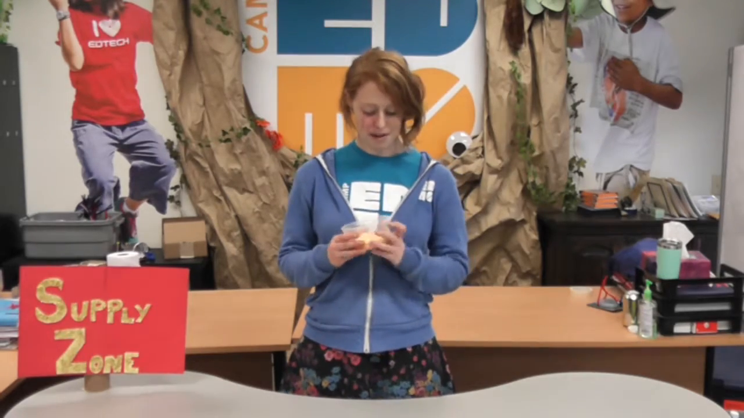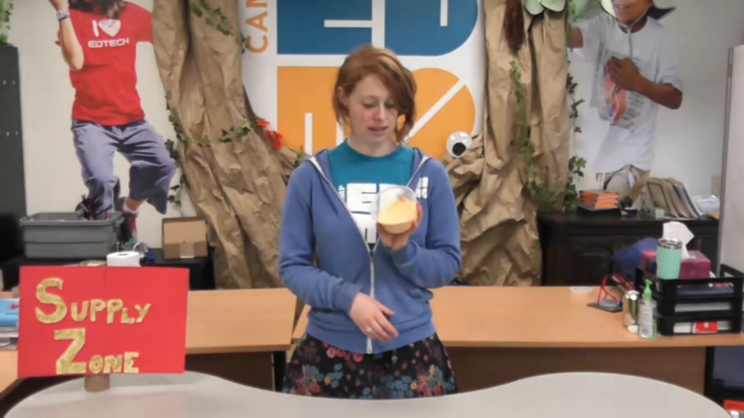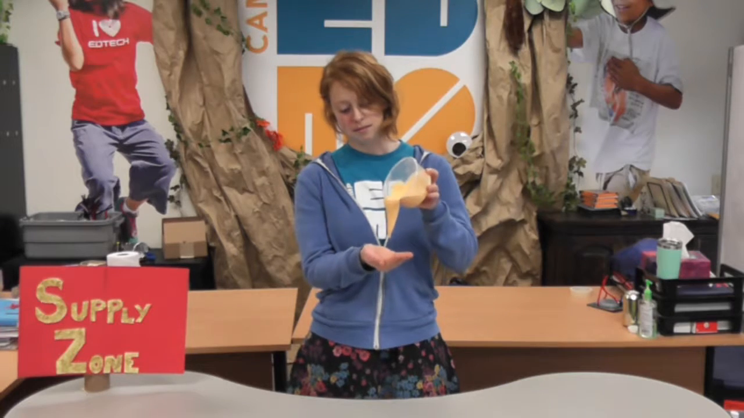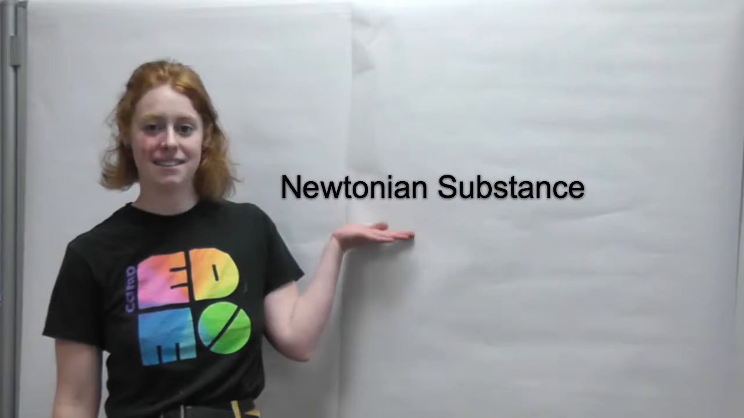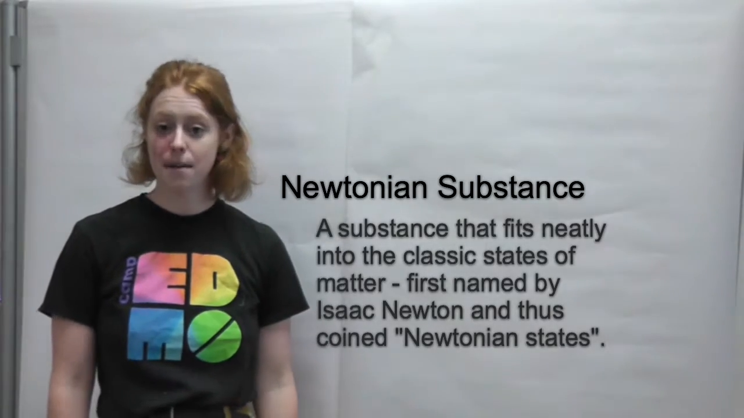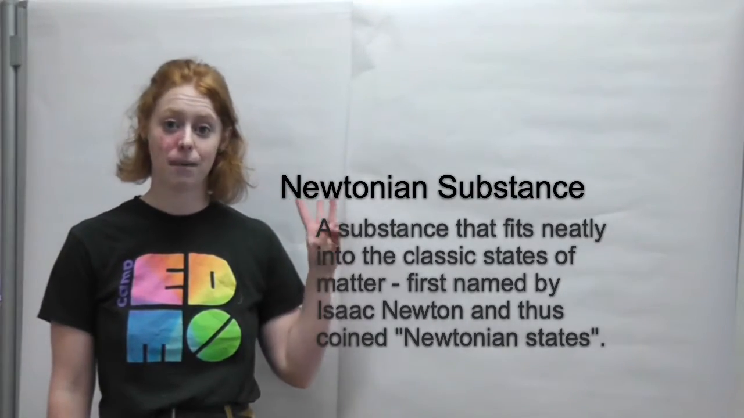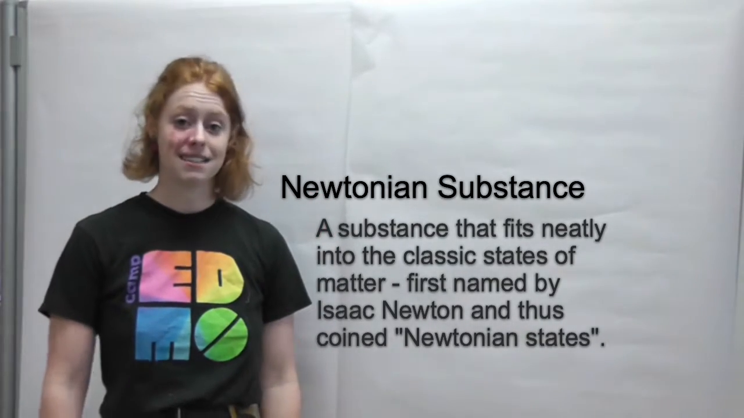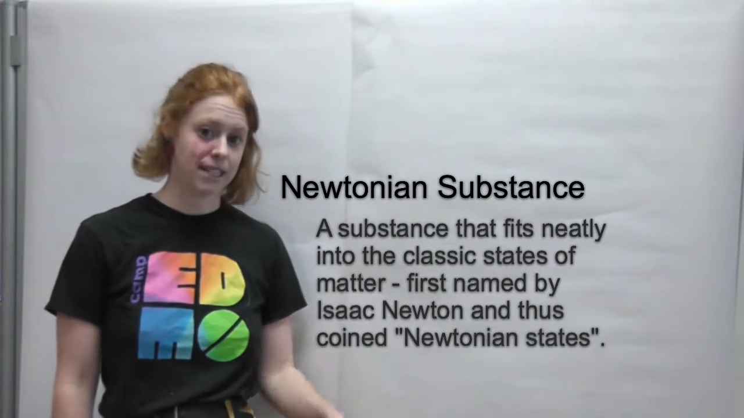In order to explore the states of matter, we're going to make a substance that doesn't quite fit into the 3 classic Newtonian states. We're going to make Oobleck, a non-Newtonian substance. This is something that acts a little bit like a solid and a little bit like a liquid. Keyword, Newtonian substance. A Newtonian substance is a substance that fits into one of those 3 states of matter we discussed earlier. A non-Newtonian substance, like Oobleck, is a substance that does not fit into one of those categories neatly.